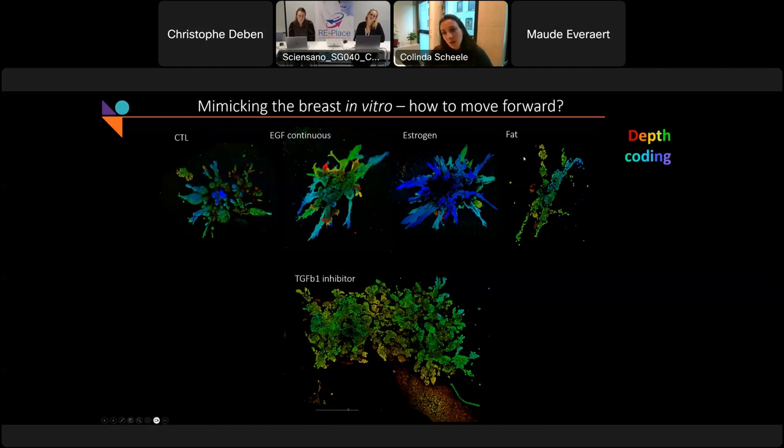Here you see co-culture with adipocytes, fat cells, on the right. So far, not very promising. It seems to inhibit the growth of the breast organoids. With TGF-beta inhibition, on the other hand, we get massive organoids of a few millimeters sometimes. We can really easily see them by eye. So somehow this leads to overgrowth of these actually healthy cells.